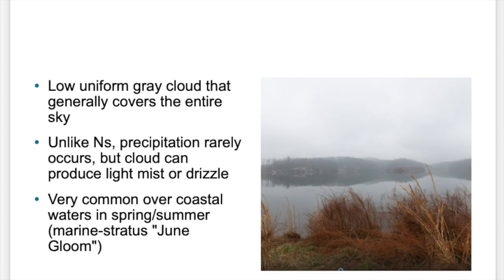So stratus, we can see here this photo of the stratus layer clouds. These are very common over coastal waters in spring and summer. This is also known as the marine stratus. So again, if you visit the beach, you'll often see this gloomy marine layer, also known as stratus. And so again, these are low uniform gray clouds that generally cover the entire sky. And unlike nimbostratus, precipitation rarely occurs, but the cloud can produce light mist or drizzle.